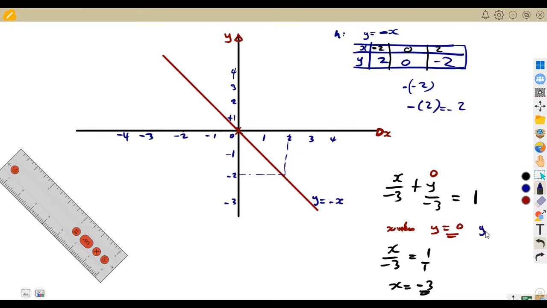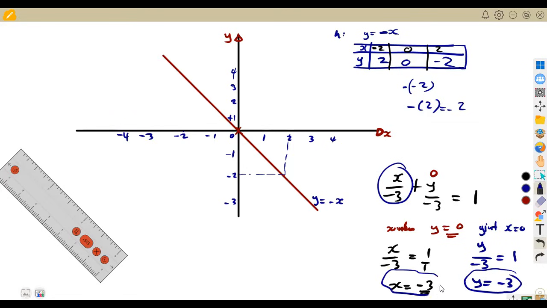We talk about the y-intercept where x is equal to 0. If x is equal to 0 this time, then this term is going to be 0, and we remain with y over minus 3 equal to 1. So y is equal to minus 3. So these are the 2 points that you're going to mark: the x-intercept, which is at minus 3, and the y-intercept, which is at minus 3.